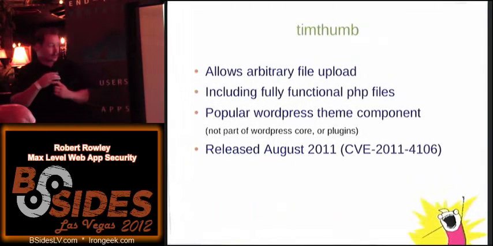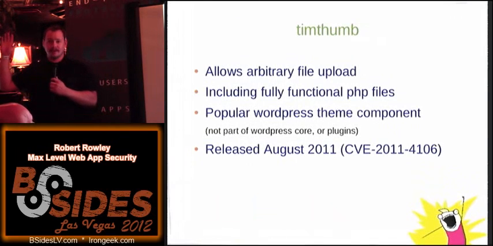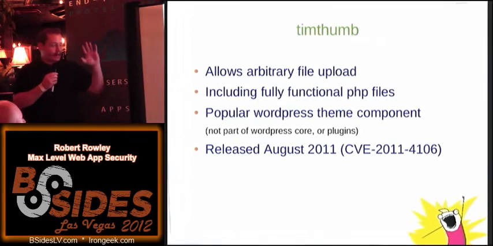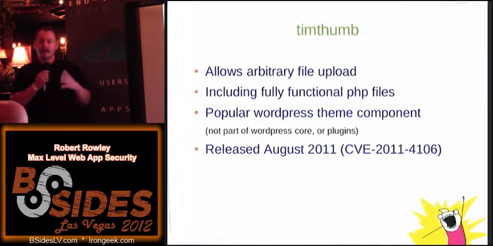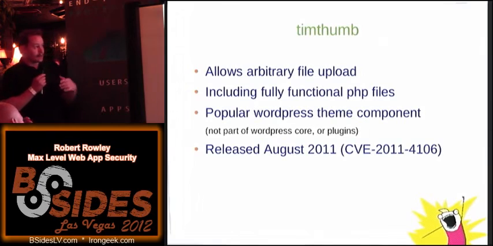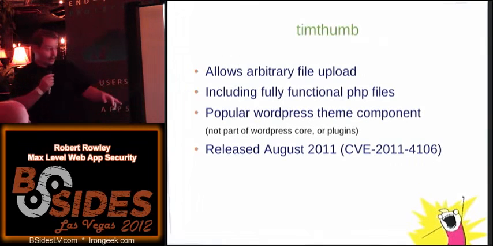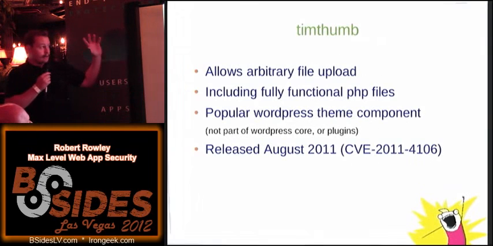Now I'm going to add something more interesting, which is Tim Thumb. Who here has heard about the Tim Thumb vulnerability? Who here was affected by it? Sorry. So the Tim Thumb vulnerability, again, I'm not knocking on Tim Thumb. It's not anything intentional. It's just a good example, and I have good data to show you. The vulnerability here was released in August 2011, basically when these graphs started. There's a CVE code. It basically allowed arbitrary file upload.